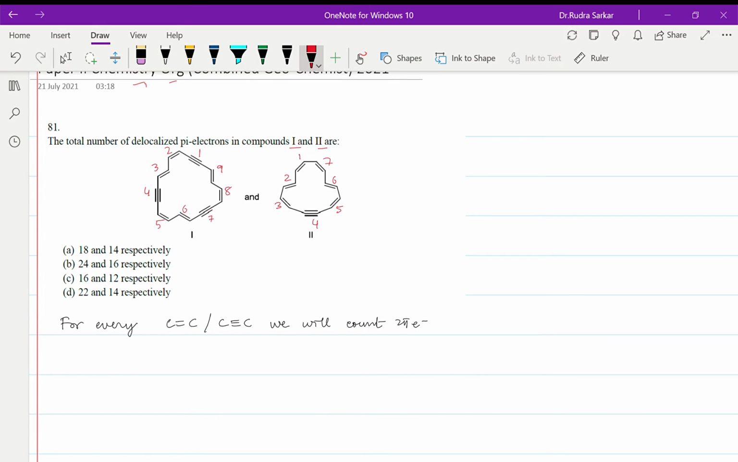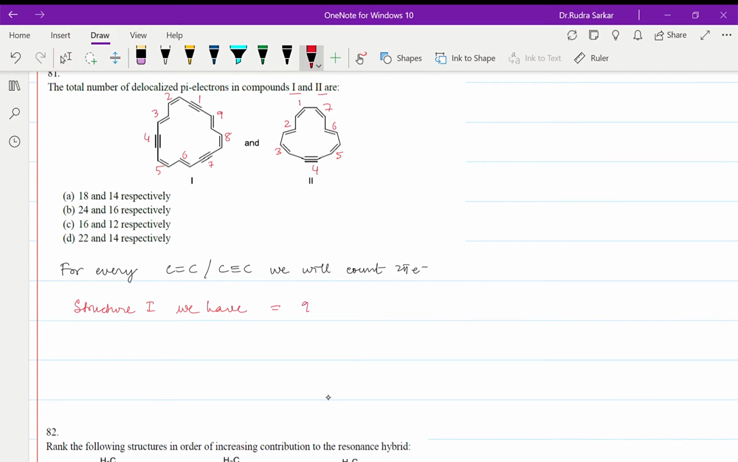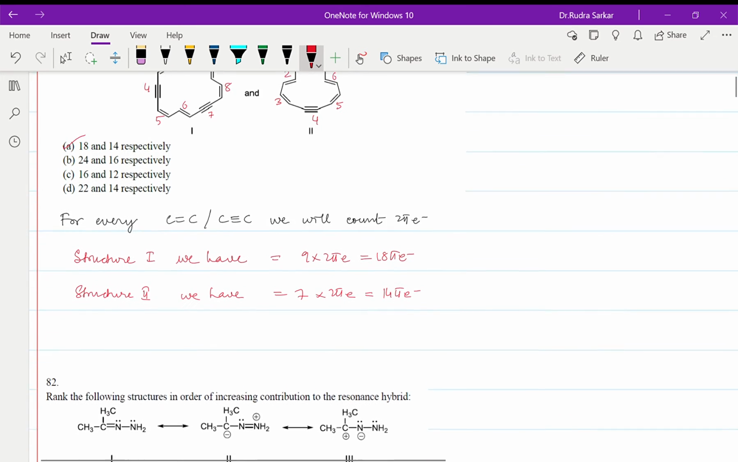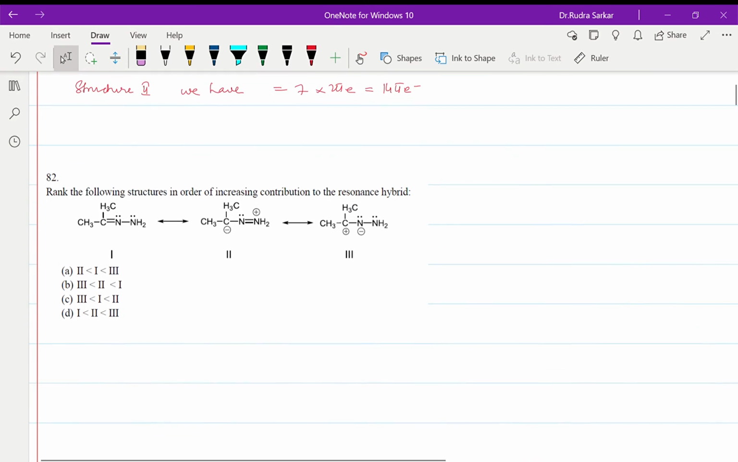So for structure 1, we have over here 9 into 2 pi electrons, that is 18 pi electrons, and for structure 2 we have 7 into 2 pi electrons, 14 pi electrons. So obviously our answer over here is going to be 18 and 14 respectively. So option A is the correct option.